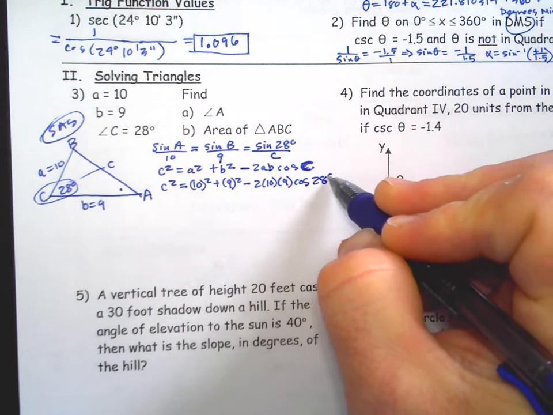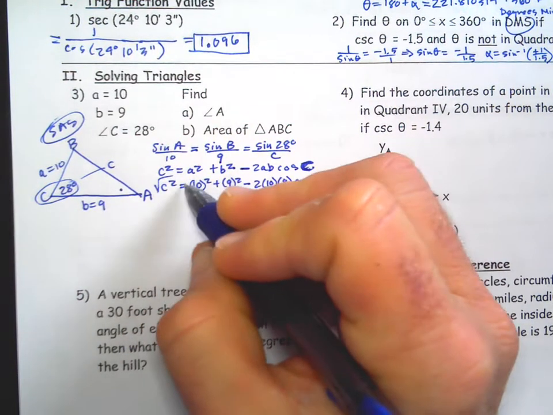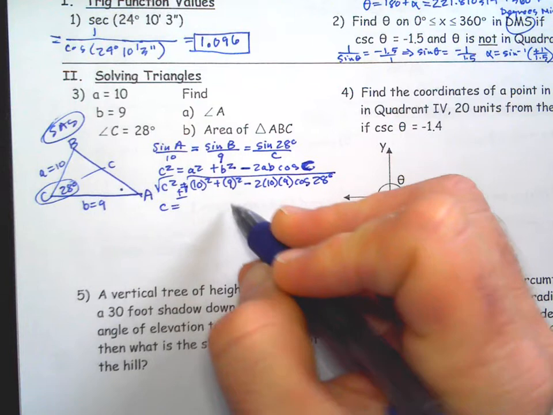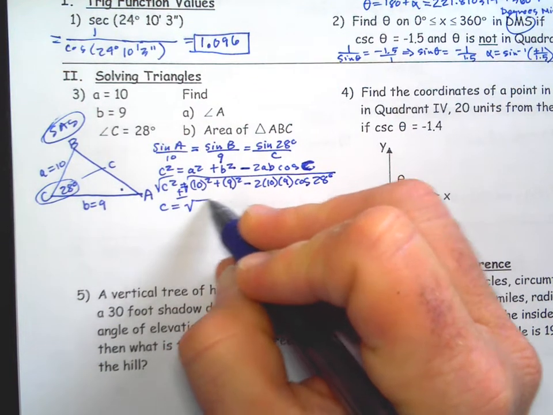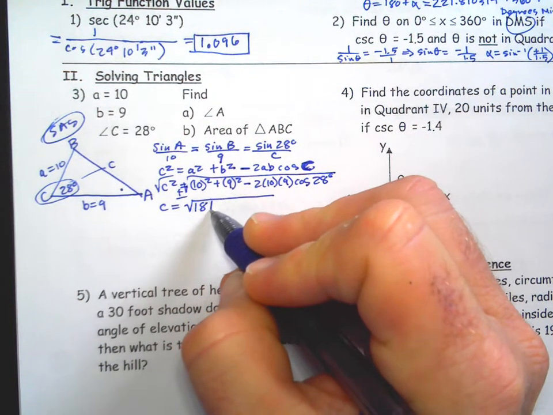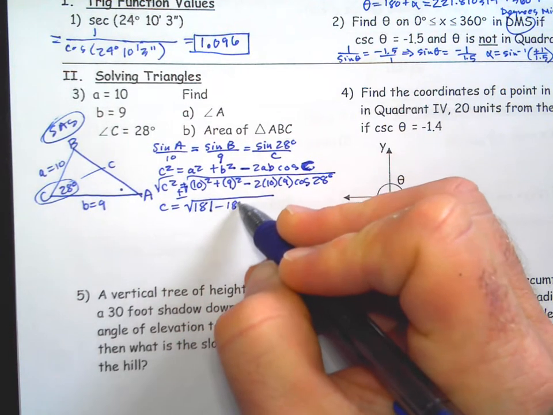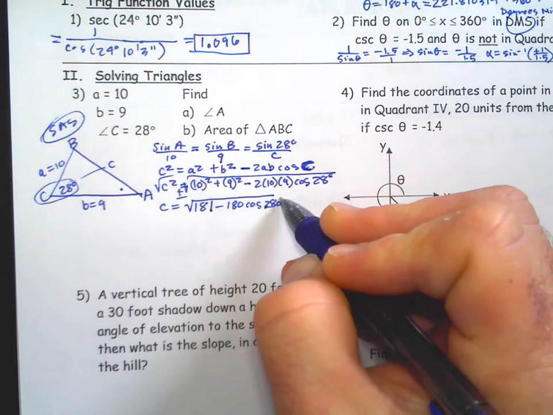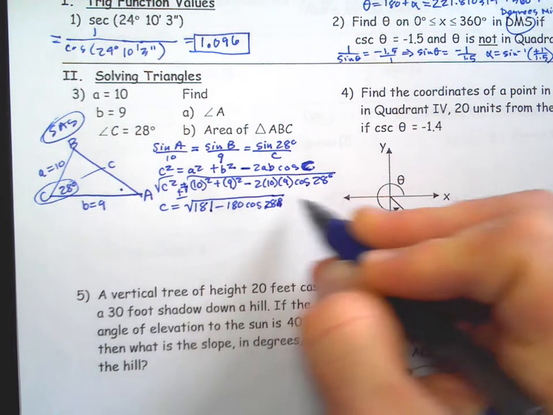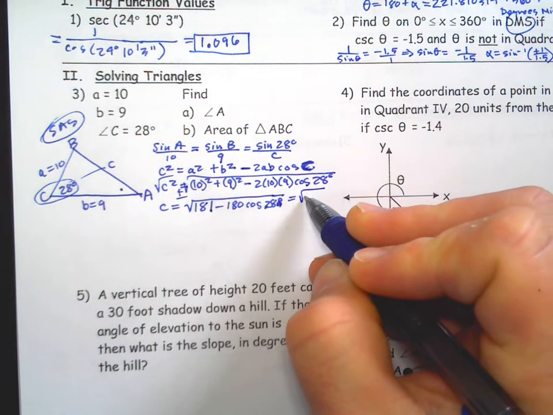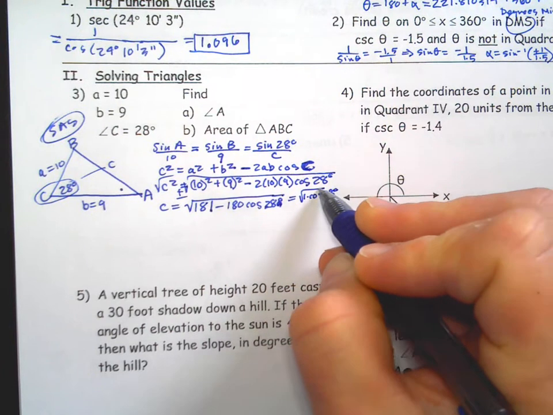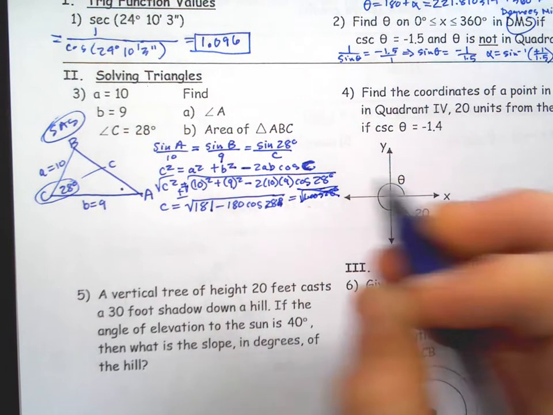Okay. And we're going to take the square root of both sides, plus or minus. We're just going to do the positive. So that's the square root of 181 minus 180 cosine 28 degrees. Now, some of you guys are going to be like, oh, well, that's the same thing as the square root of 1 times cosine of 28 degrees. You can do 181 minus 180. No, you cannot do that.